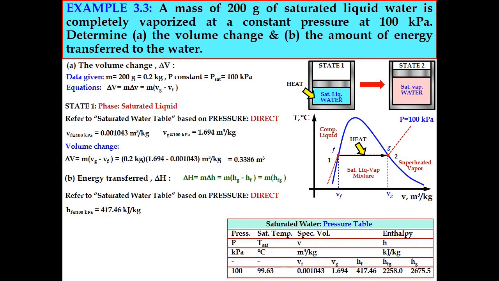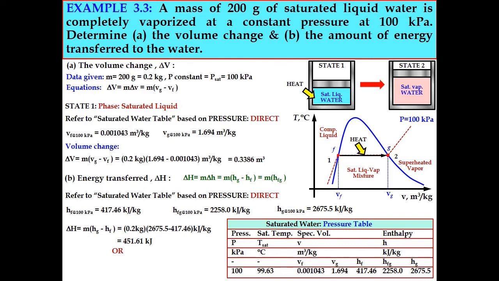From the table, Hf at 100 kPa equals 417.46 kJ per kg, Hfg at 100 kPa equals 2258.0 kJ per kg, and Hg at 100 kPa equals 2675.5 kJ per kg. So delta H equals m times Hg minus Hf. Substituting the values, we get the energy transferred during the vaporization, 451.61 kilojoule.